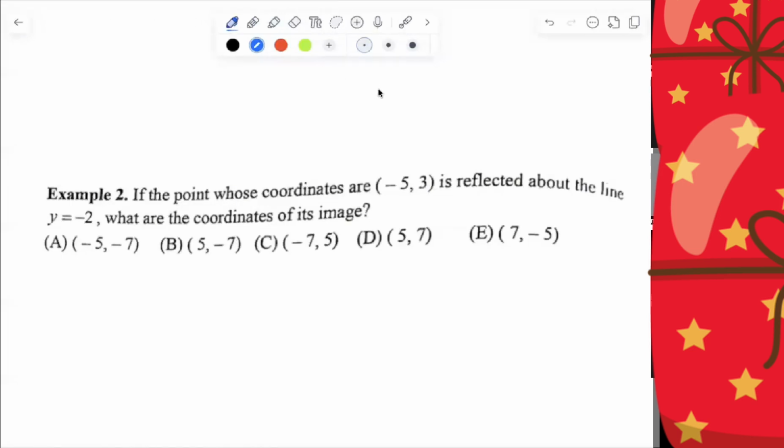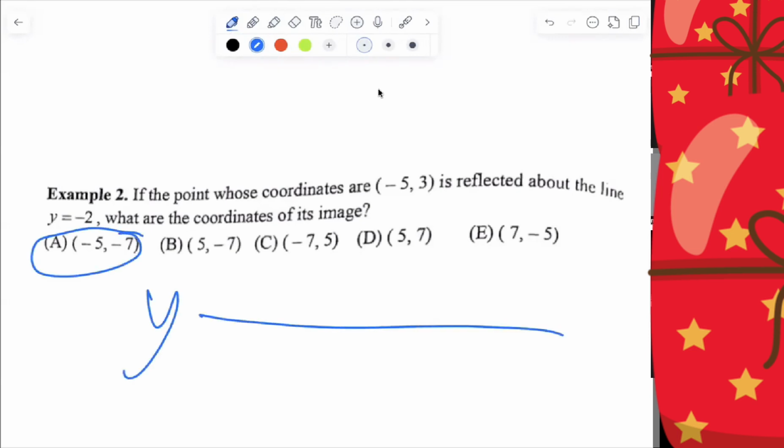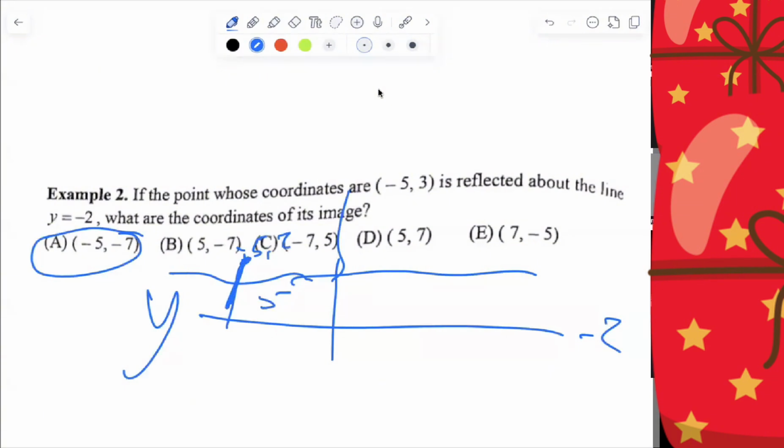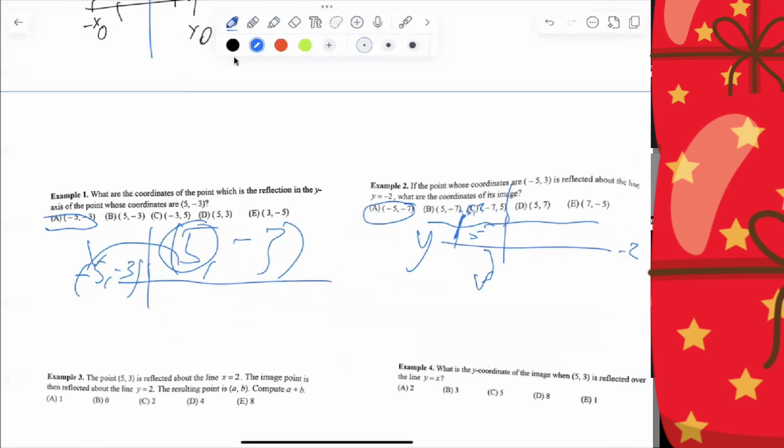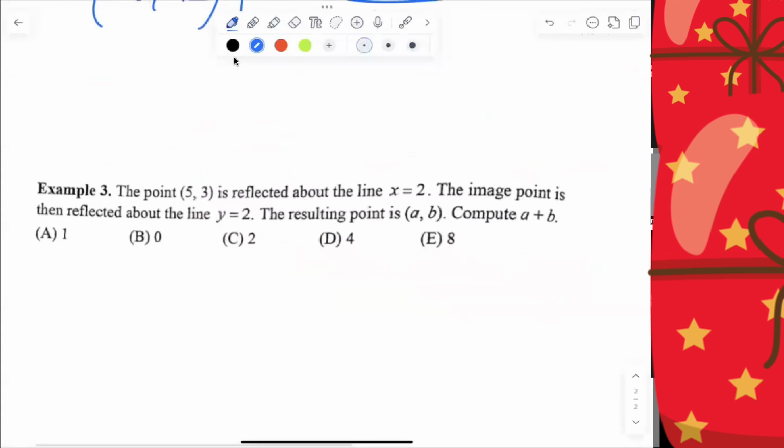Okay, let's get started. So the answer was A. Why? Because imagine this is y equals -2, and this is the x-axis, and this is -5 at this point. The distance from the y line is 5, because from 3 to -2 is 5. So we have to go down another 5, or -5, to get -5, -7, or A. Now I'll let you have a try on example 3. Tell me your answer in chat.